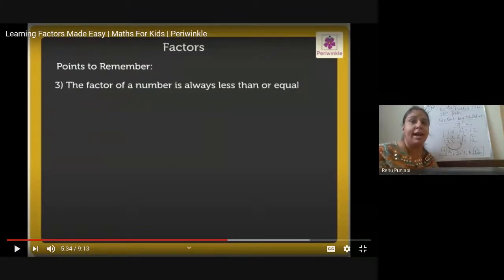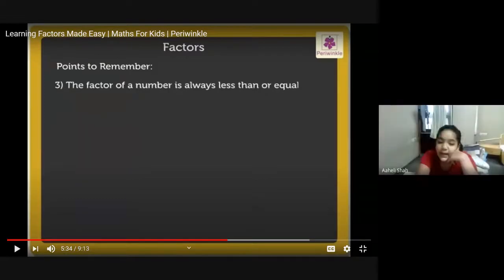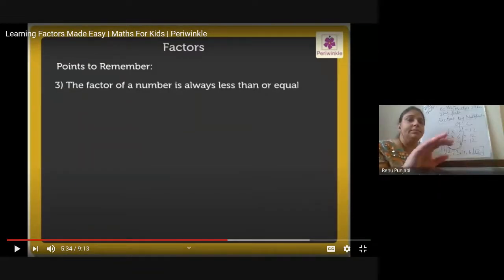You cannot write the factor of 32 as 64, 72, 42 or any number which is more than 32, because the factors of a number are always less than the number or equal to the number. Am I clear to everyone? Equal to the number.